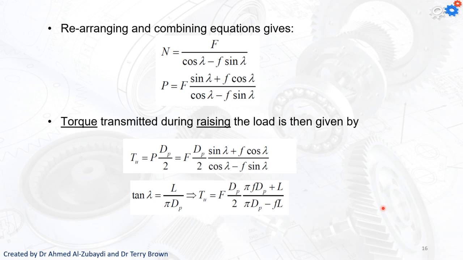Now we can calculate the torque transmitted during the raising of the load, given by the equation that the torque is equal to P multiplied by the pitch diameter divided by 2. I can substitute the equation of P and find the new equation for the torque. The tangent of lambda is going to be equal to the L that we found, which is the lead length, divided by pi dp. So I can substitute that in the equation to find that the torque is given by new, different parameters. That simplifies the work of finding the sine and the cosine.